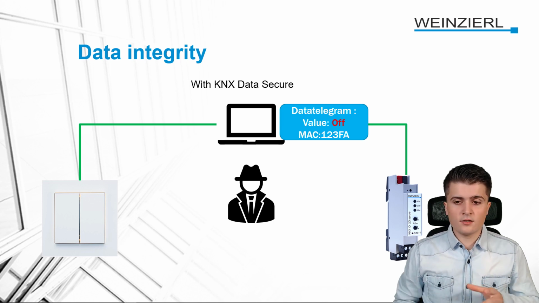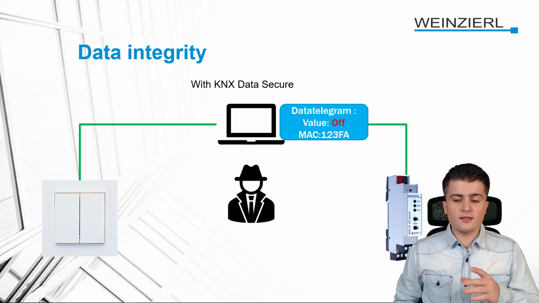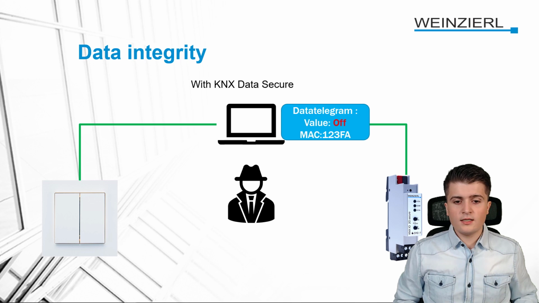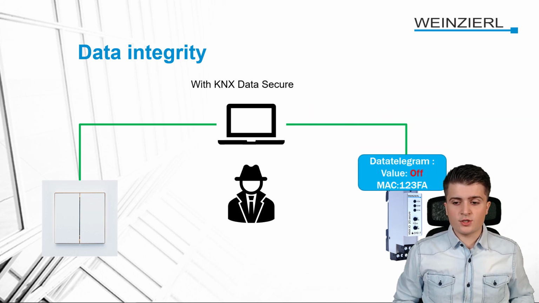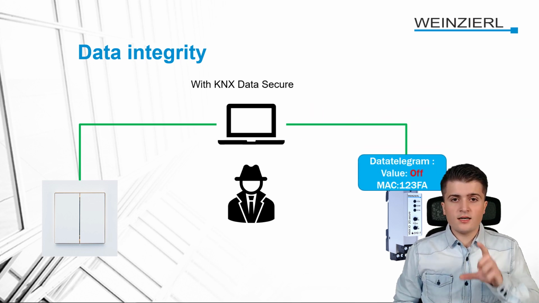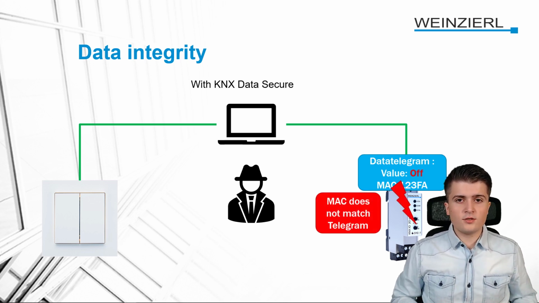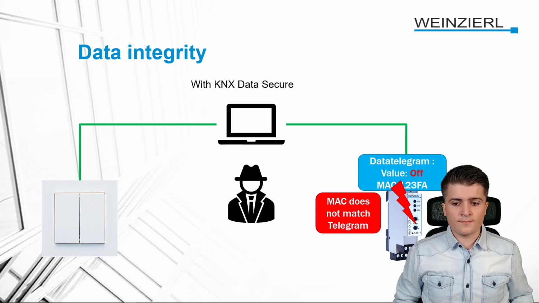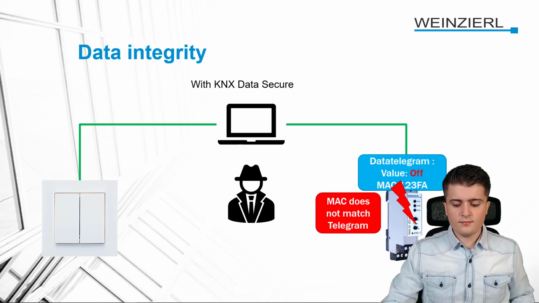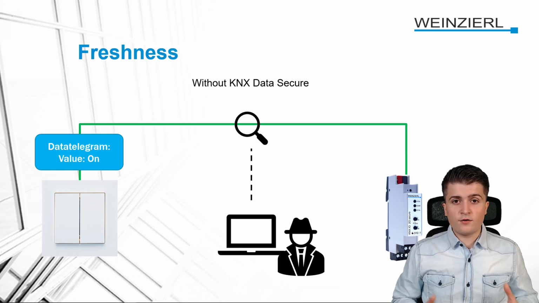But let us now take a look at this example where the attacker is changing the value to off and the MAC field isn't changed, and the switching actuator now notices that. So this new value doesn't fit to the message authentication code and therefore it is blocking this telegram. So now a man-in-the-middle attack isn't possible any longer. And now the last pillar, freshness.